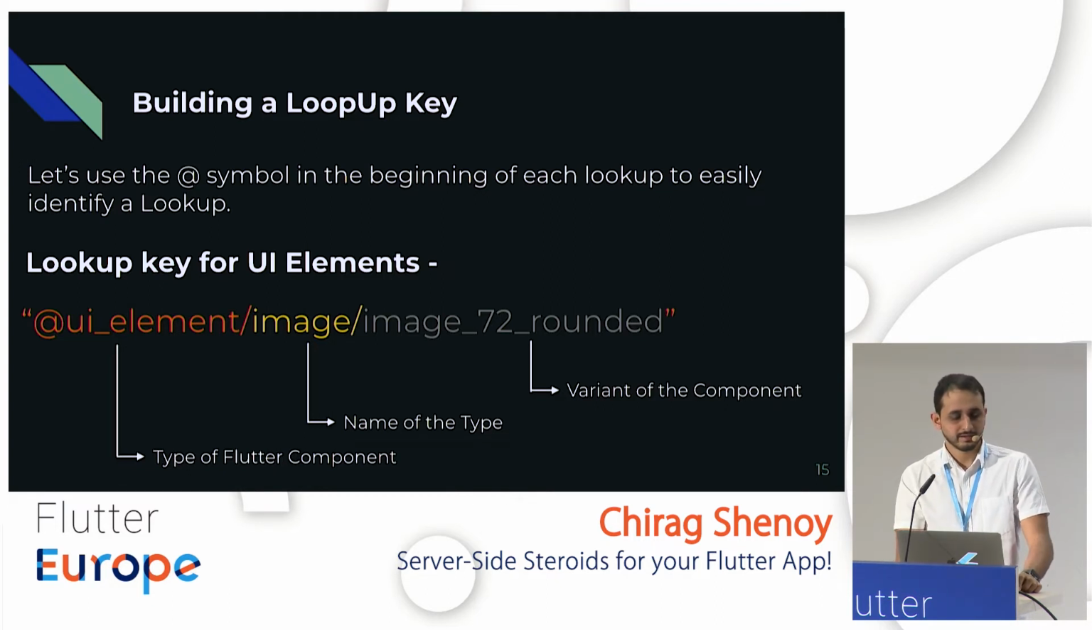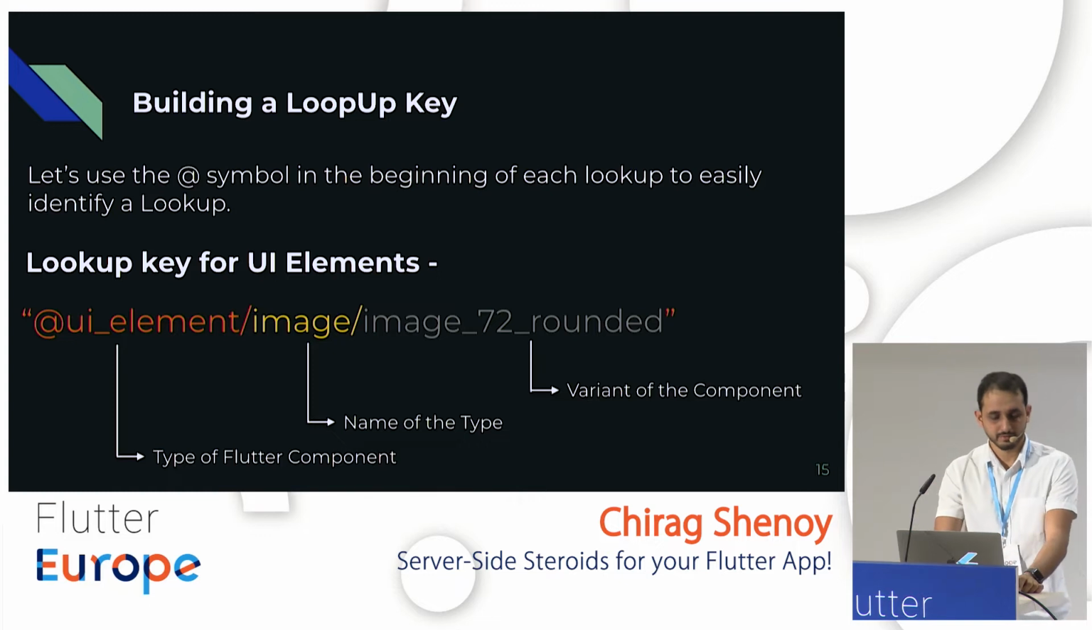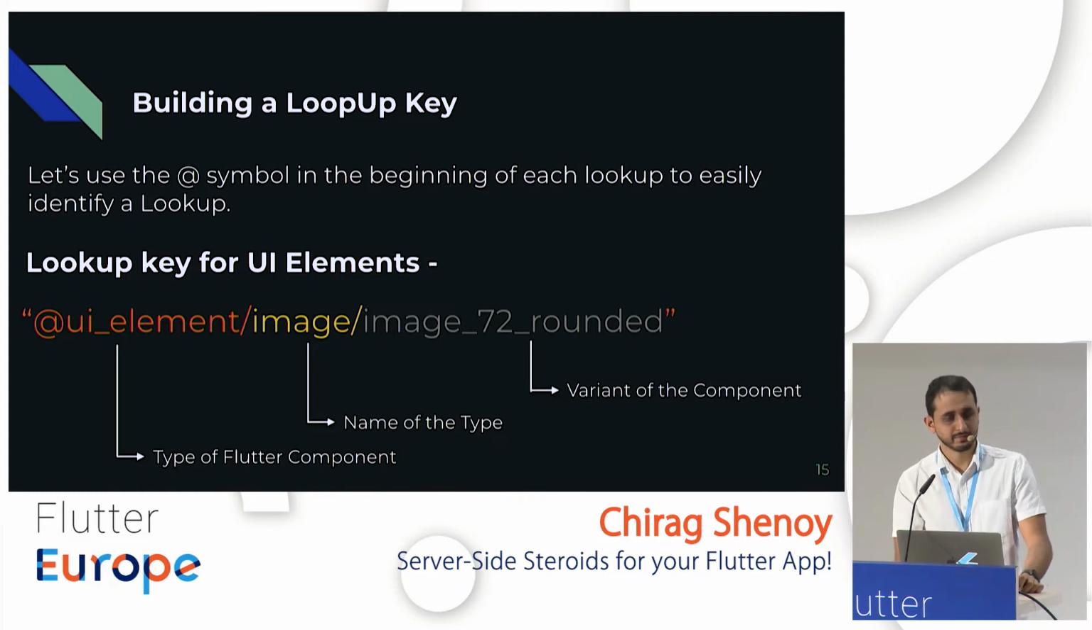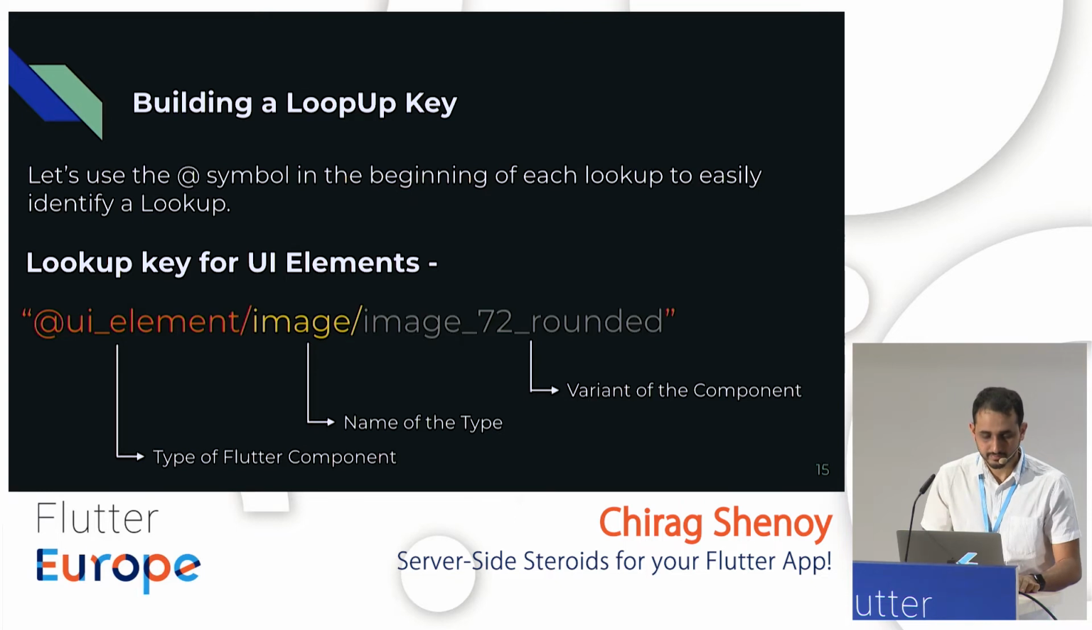This means that this whole lookup key would translate to a UI element, which is an image. And the variant of that image is 72 rounded, which is something that we have created on our own, which says the height and width should probably be 72, and it should have rounded corners.